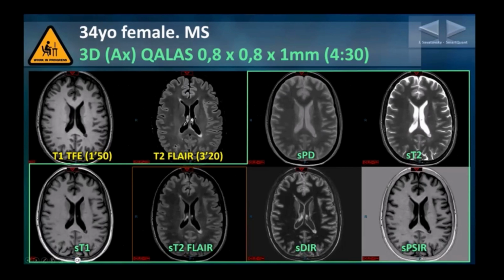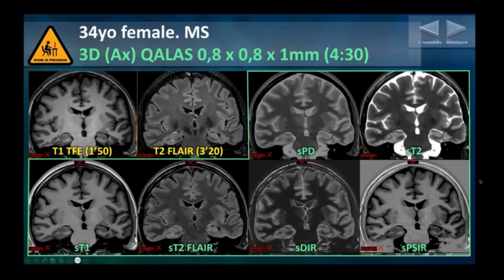And we can hopefully reformat this in every plane for each synthetic weighting. So it's like you have done 6 different 3D acquisitions and are able to see them, to help you confirm whether the MS lesion is there or not. And you can absolutely reformat it in every plane.